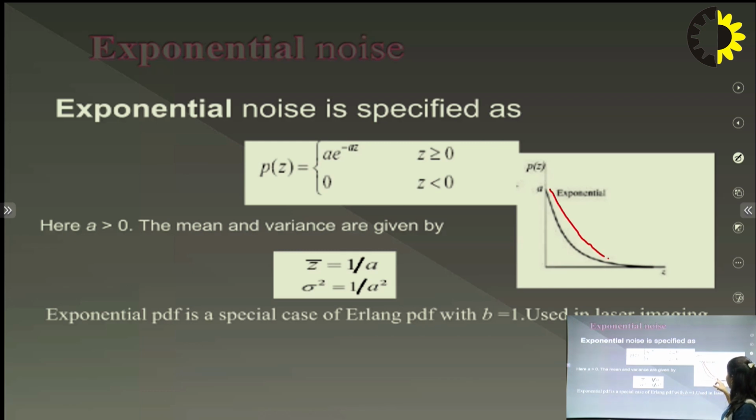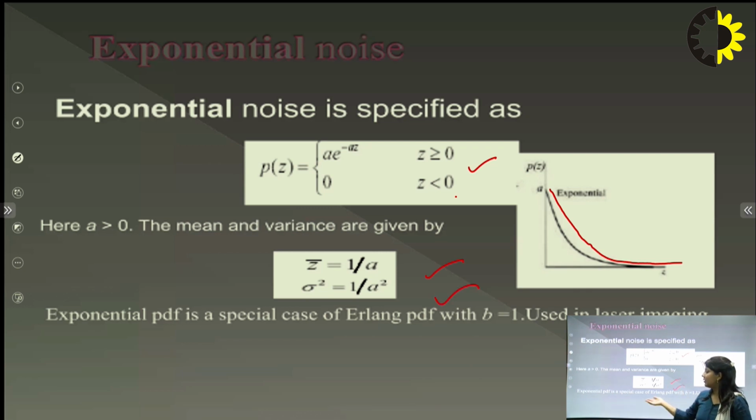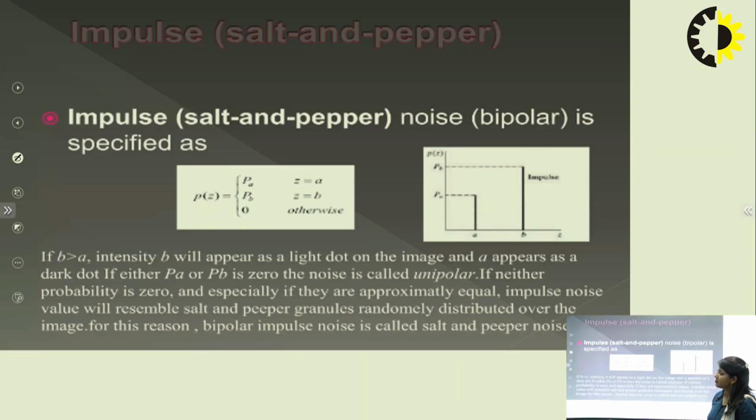The noise is going to exponentially decrease. If z is greater than 0, the value of noise is e raised to power minus az, and if z is less than 0, the value is 0. Mean is 1 upon a, variance is 1 upon a square. So exponential PDF is a special case of gamma PDF with b equal to 1. When we have the value of b equal to 1, then only a is the dependent variable. So we use this noise in laser imaging. Fine. So this is also in laser imaging when b equal to 1.